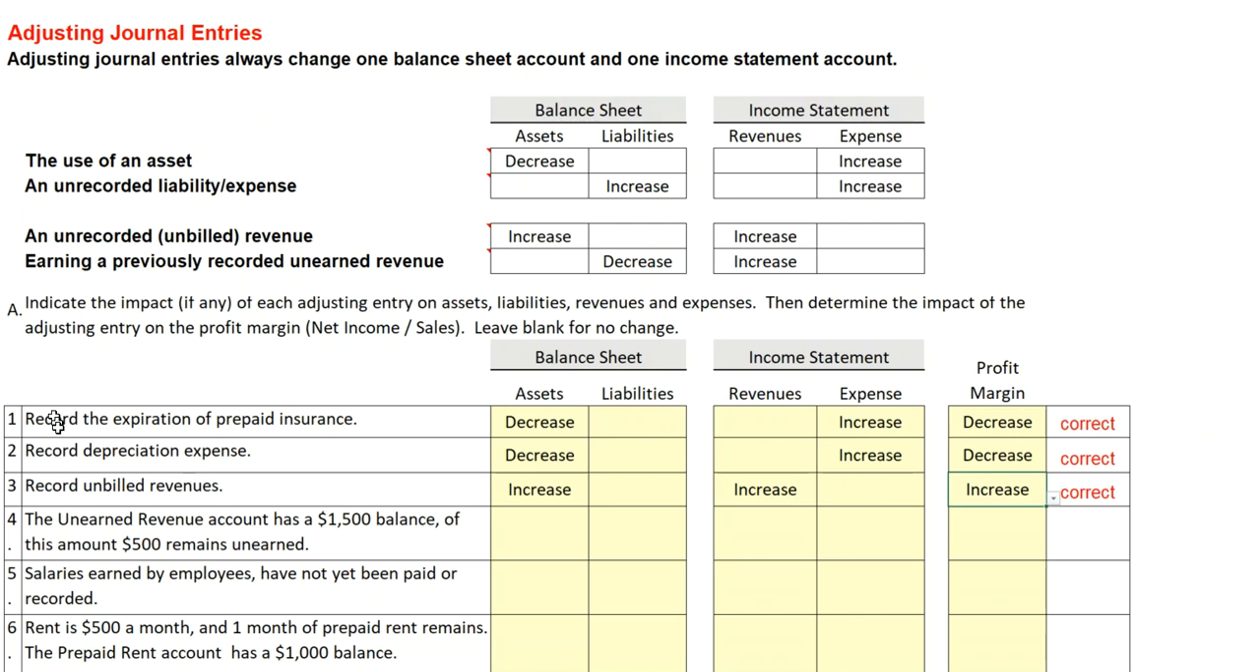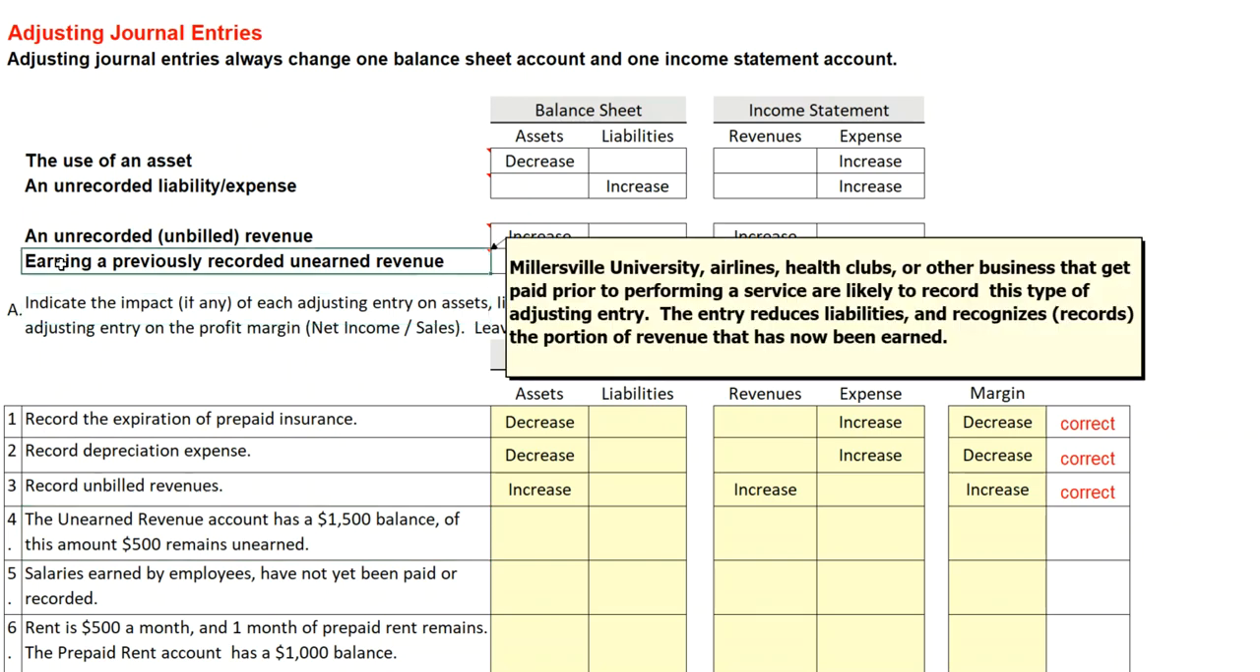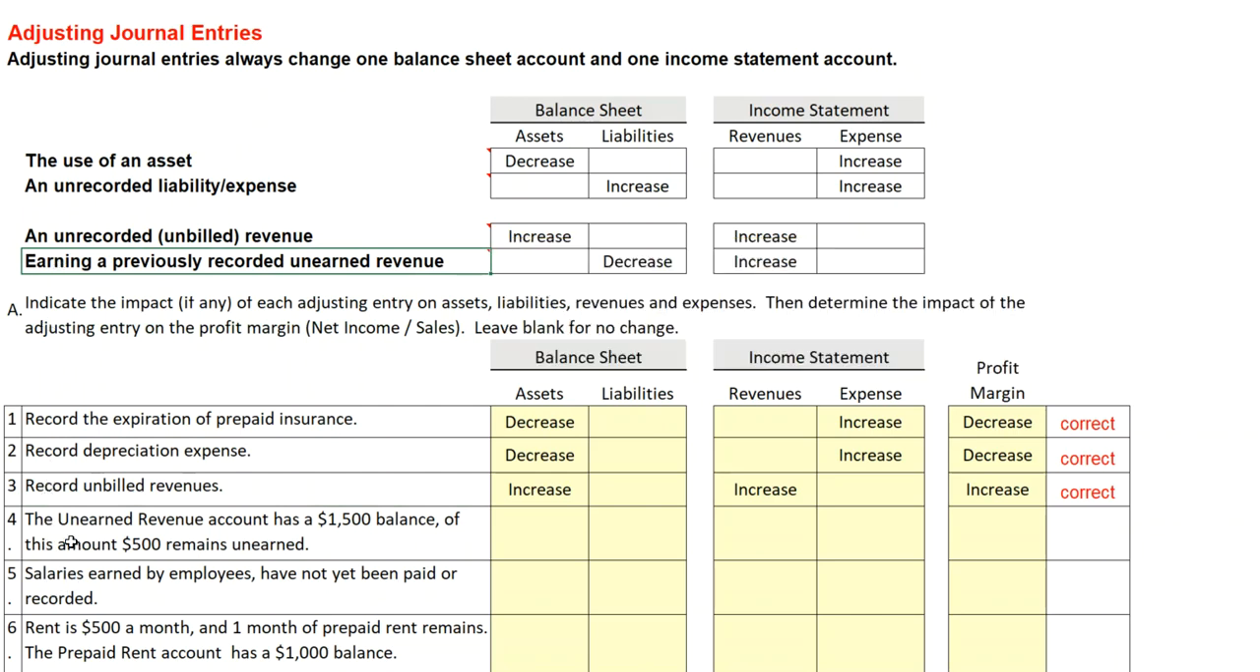Let's take a look at unearned revenues. This is an example of number 4, where the company collects cash ahead of time and then performs the services later. Our unearned revenue account, our liability, shows a $1,500 balance. Of this amount, only $500 remains unearned. So we, of course, have a decrease in our liabilities. We've provided $1,000 worth of service. And when we provide a service, we record a revenue, which would increase our profit margin.